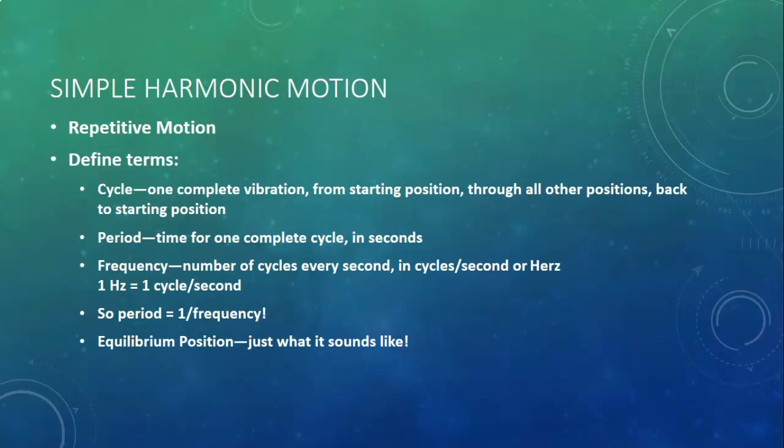The equilibrium position is just what it sounds like. When the pendulum is hanging and it's not swinging, that's where it's in its equilibrium position, when all the forces on it are balanced. For the mass spring vibrator, the equilibrium position would be whatever position it's in when it's not vibrating back and forth. So it's generally in the center of its vibrational path. And the amplitude is a measure of the distance, the displacement from the equilibrium position to the maximum displacement position of the object, whether it's the pendulum or the mass at the end of the spring.